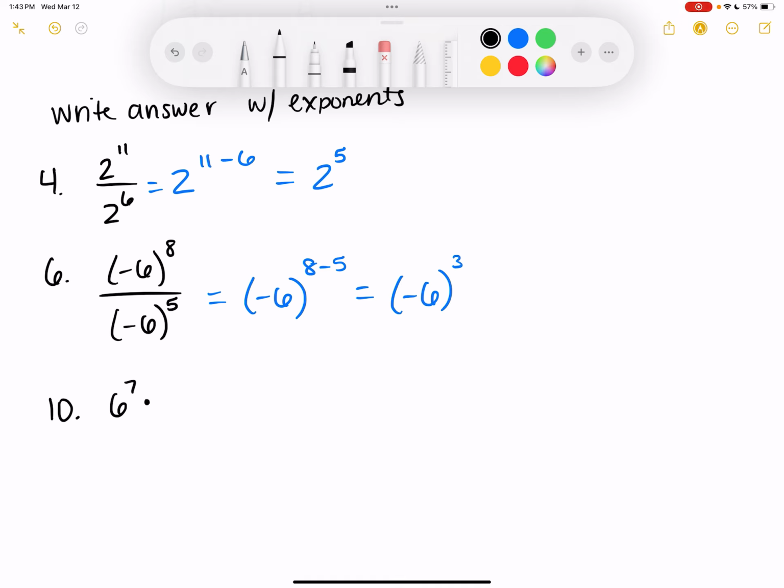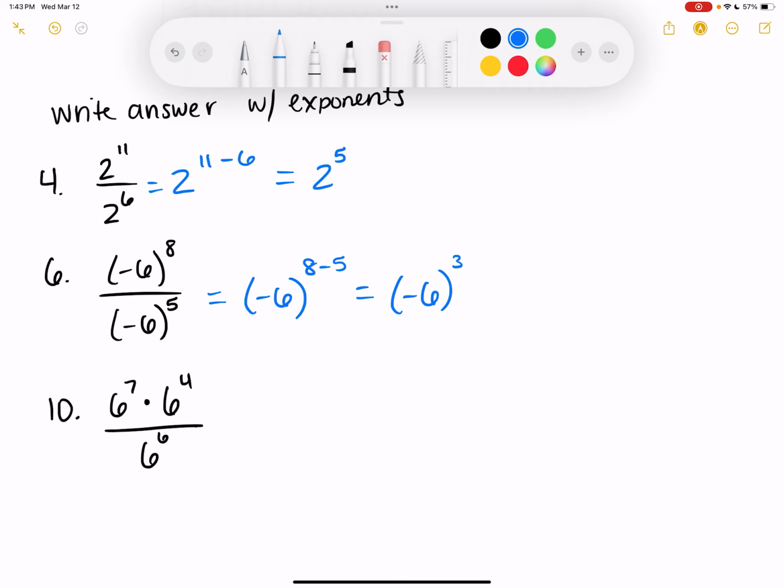6 to the 7th times 6 to the 4th over 6 to the 6th. Anytime we have something like this, simplify the top or the bottom first and then simplify the thing as a whole, okay? So I would pretend that this bottom part doesn't exist for right now. What do I do on the top? These are the rules from yesterday.